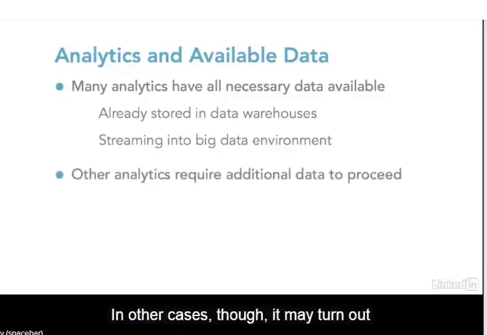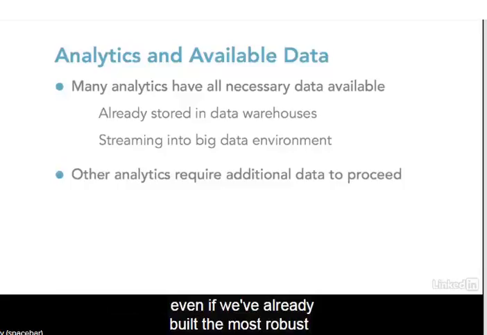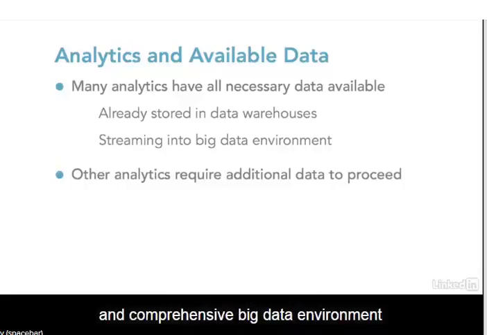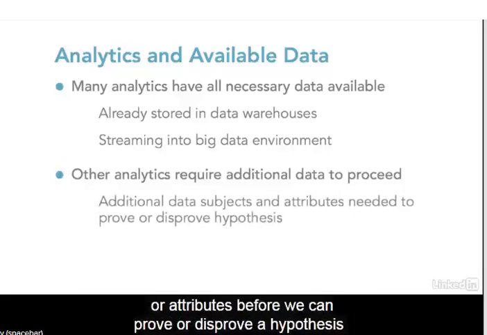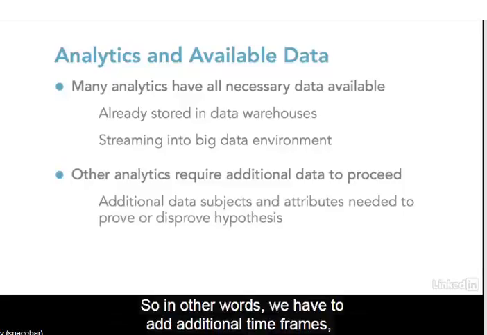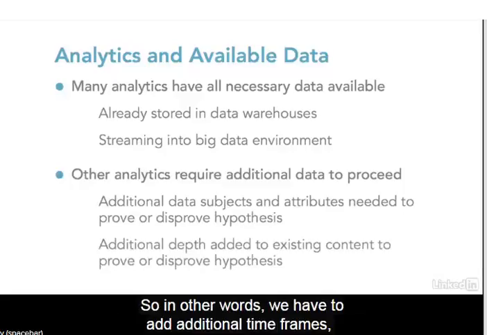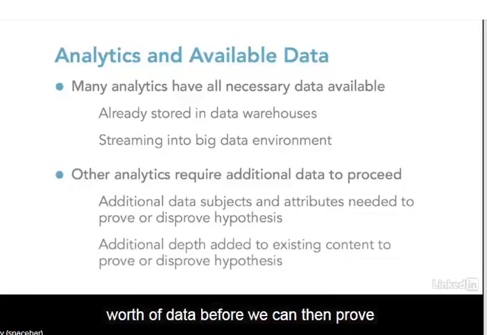In other cases, though, it may turn out that not everything we need is there at our fingertips, even if we've already built the most robust and comprehensive big data environment that you can imagine. In some cases, we may need additional data subjects or attributes before we can prove or disprove a hypothesis that we've already begun working on. Sometimes we have all the data subjects and attributes that we're going to need, we just don't have deep enough data. So in other words, we have to add additional time frames, maybe additional weeks or months or even years worth of data before we can then prove or disprove a hypothesis.